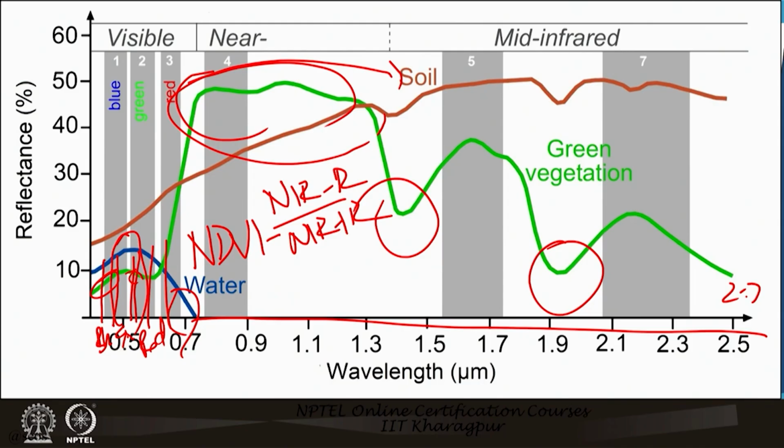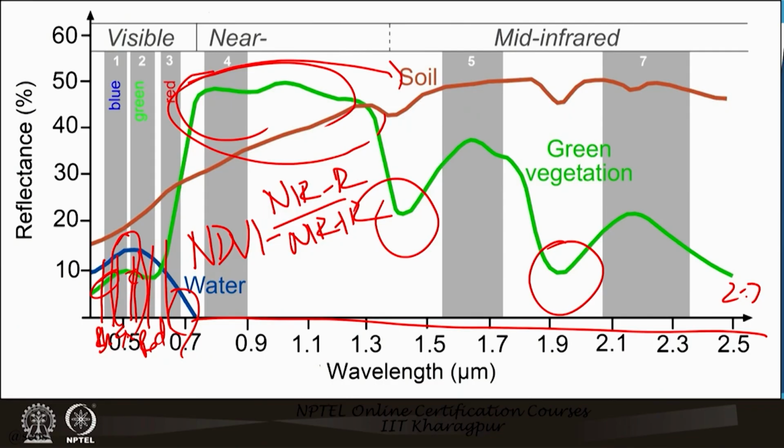So this is one aspect of water, and this is the reflectance curve of soil. Based on the same reflectance curve, you can look at the various properties of the soil. It too has water absorption bands here, which are at 1.4, 1.9 and 2.7.